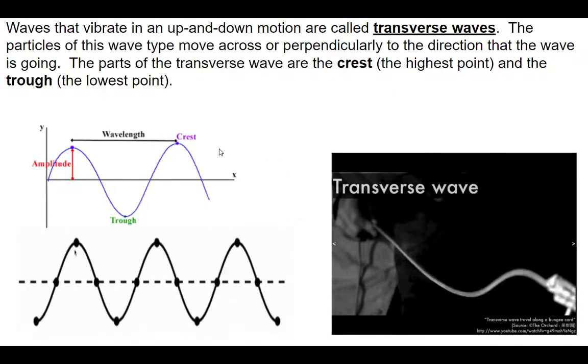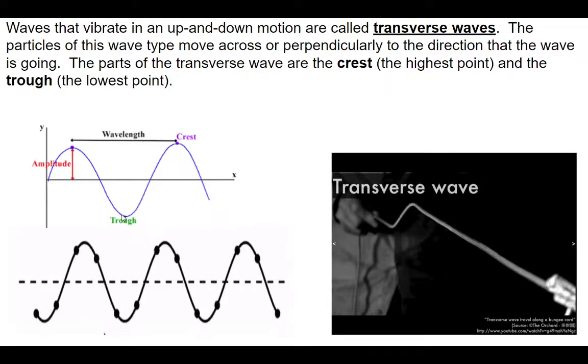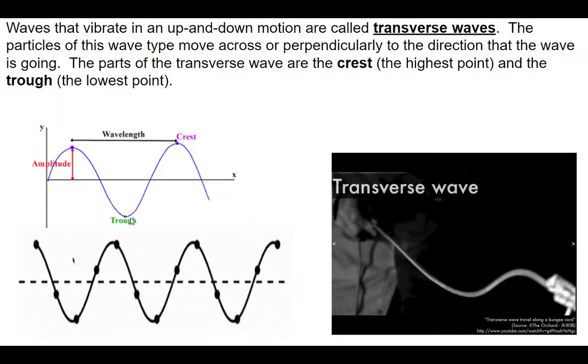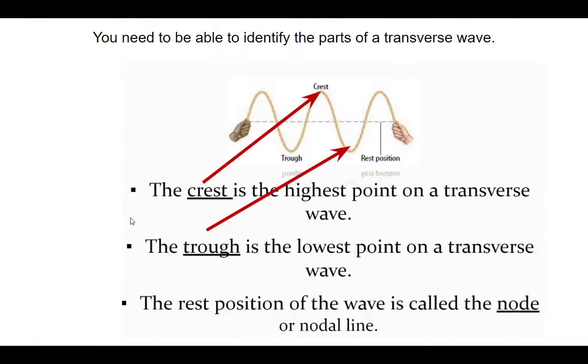So we have parts of the wave. The high parts are called the crest, and the low parts are called the trough. So there are two parts to the transverse wave. You'll need to know these for quizzes, tests, and assignments. Here we have our water-wave-looking wave. Everything at the top, think of the crest of a mountain. That's the crest of the wave. The low places are called the troughs. Think of a water trough that holds water. And the dotted line is what we call the resting position of the particles in the medium when they're not vibrating. That's often called the node or the nodal line.